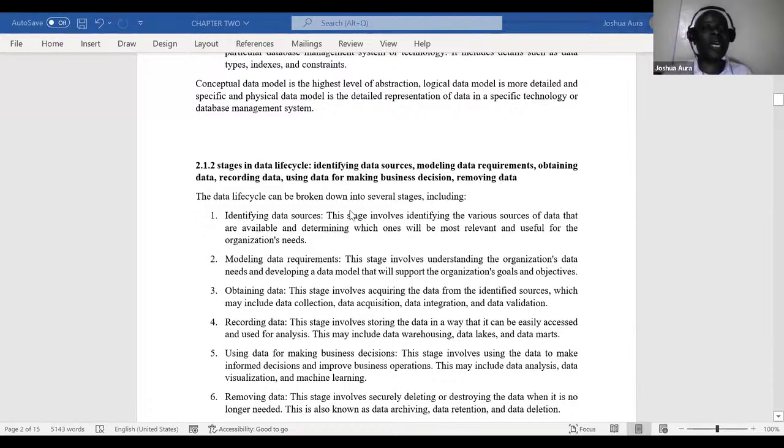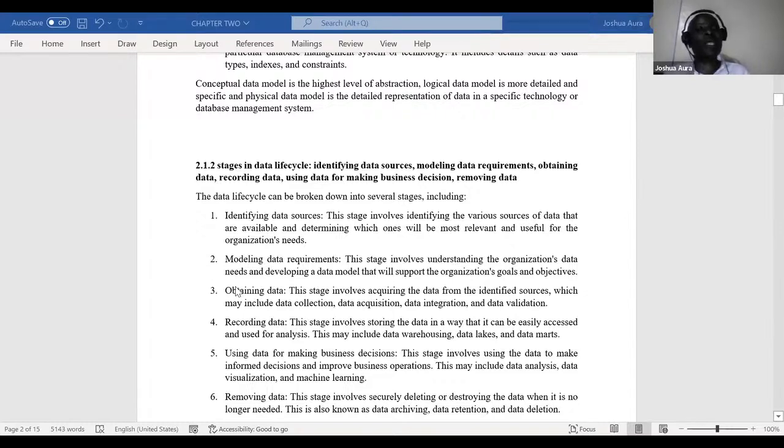So the data life cycle can be broken down into several stages, including identifying data sources. This is what we call the research and the basic development. You're doing research. This stage involves identifying the various sources of data that are available and determining which ones will be more relevant and useful for the company's needs. And then number two, understanding the data requirements. This stage involves understanding the organizational data needs and developing a data model that will support the company's goals and objectives. You must understand the requirements.